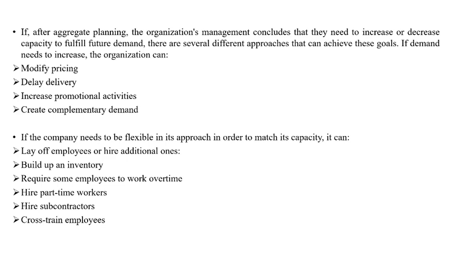In case ഡിമാൻഡ് കുറഞ്ഞു പോയാലോ, അപ്പോൾ ഒത്തിരി പ്രൊഡക്ഷൻ്റെ ആവശ്യമില്ലല്ലോ, റൈറ്റ്? യു നീഡ് ടു സേവ് യുവർ മണി. So what you can do? First one, lay off employees or hire additional ones. Build up an inventory. Require some employees to work overtime. Part-time ആയിട്ട് ആൾക്കാർ ഇടാം. സബ് കോൺട്രാക്ടേഴ്സ് ആയിട്ട് ഹയർ ചെയ്യാം. ക്രോസ് ട്രെയിനിങ് എംപ്ലോയീസ്, ഒരു എംപ്ലോയി കൊണ്ട് തന്നെ മൾട്ടിപ്പിൾ ഡ്യൂട്ടി ചെയ്യാൻ പറ്റും.